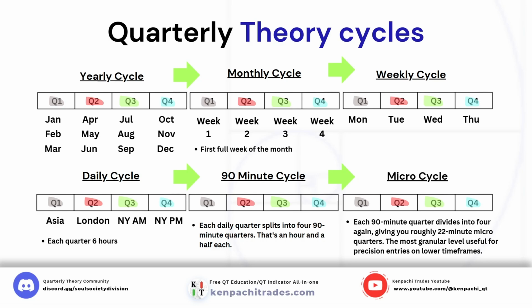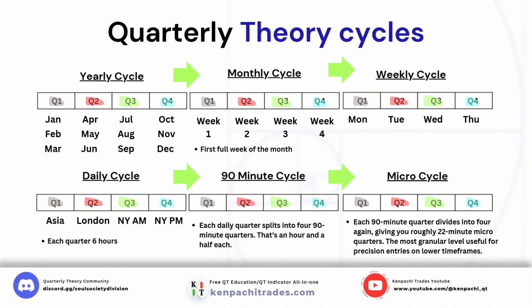The next cycle is the 90-minute cycle, where each daily quarter splits into 4 90-minute quarters. That's an hour and a half each. New York AM, for example, runs Q1 from 6 a.m. to 7:30 a.m., Q2 from 7:30 a.m. to 9 a.m., Q3 from 9 a.m. to 10:30 a.m., and Q4 from 10:30 a.m. to 12 p.m.